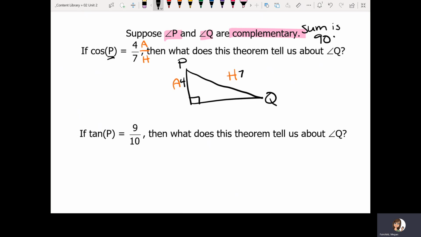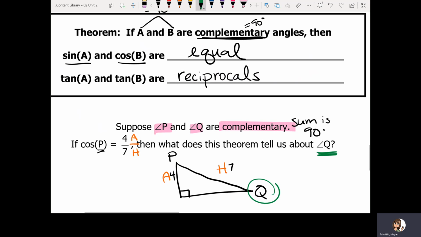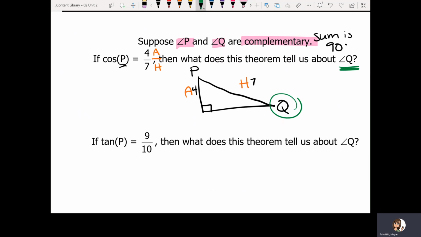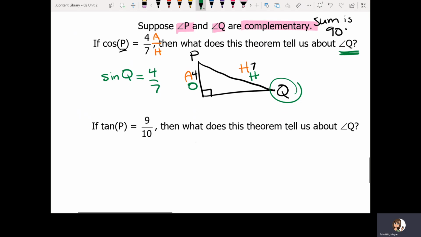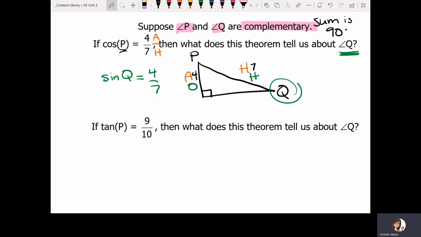Then what does this tell me about angle Q? They're asking, what do I know about Q? Well, based on the formula we just talked about, if cosine of P is 4 over 7, then sine of Q is what? 4 over 7. Because this would be opposite and this would be hypotenuse. This one hurts the brain a little bit, but it's happening. That's what I know about Q.